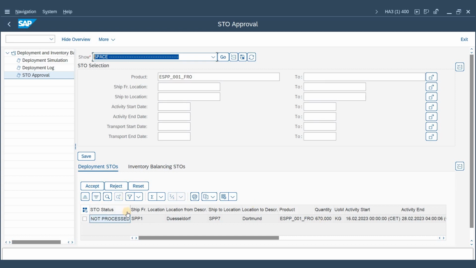This stock transfer order proposal is not yet transferred to the S4 system, so it's not yet processed because we have set up the system the way that every stock transfer order at the moment needs to be approved by a planner. Whenever I would go now on the accept button, this stock transfer would be processed.